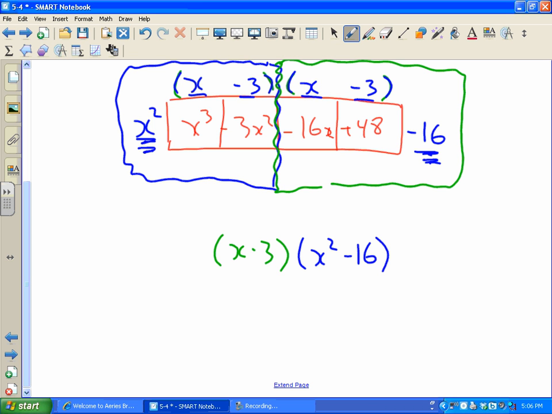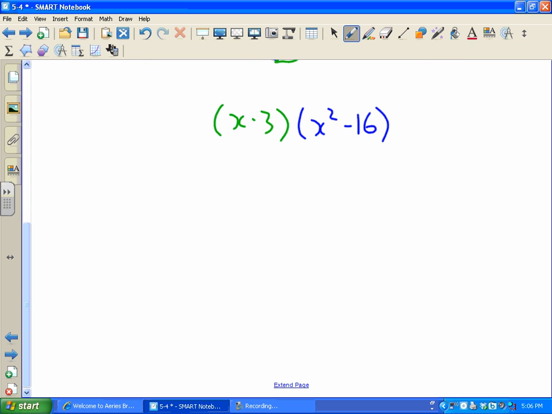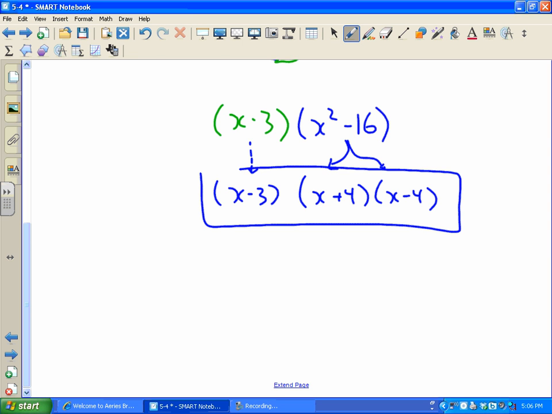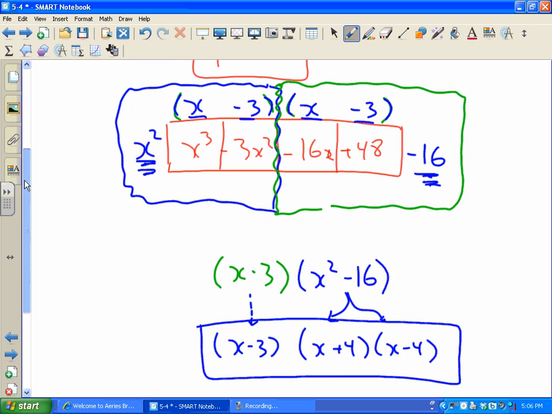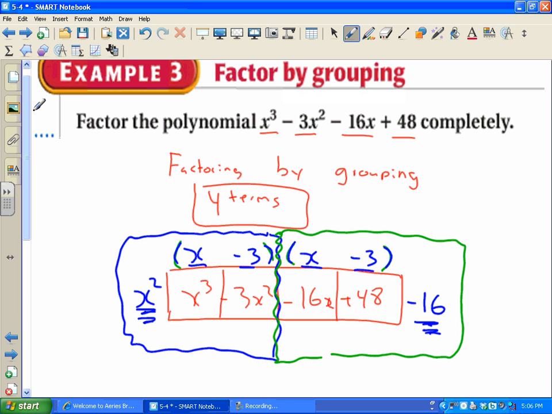Mr. Wood, that's not that bad. I got this. It's pretty easy. Yep. Of course, I'm going to tell you right now, this is not factored completely. You need to recognize that x squared minus 16 will factor as the difference of squares. And x minus 3, you still factor. So that is now factored completely. X minus 3 times x plus 4 times x minus 4. Factored completely.